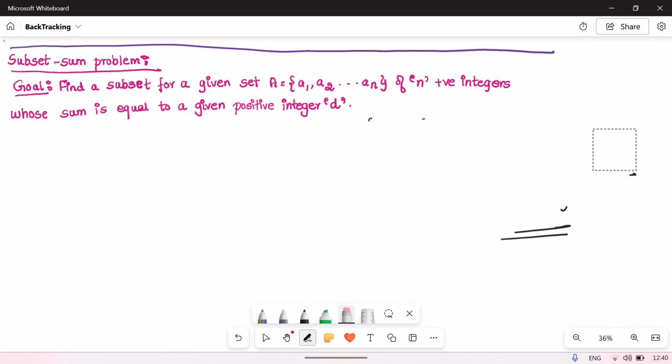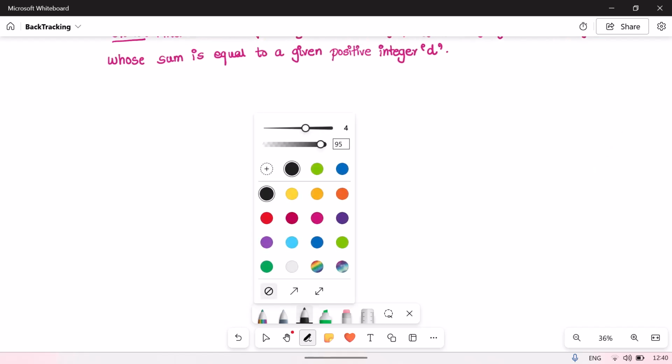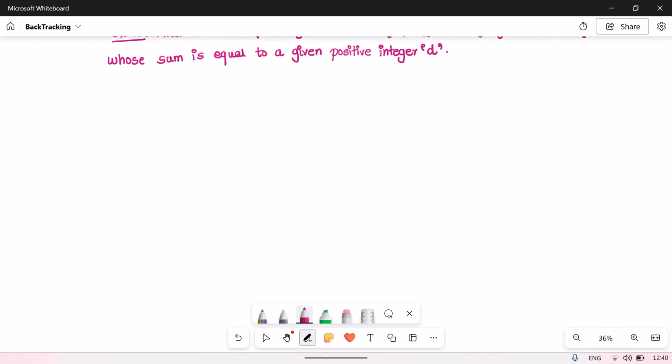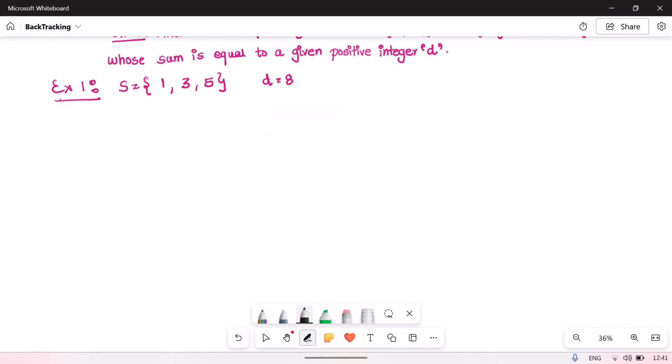Now let us do one problem so that you will be able to understand. Let me take the most simple example. Let me take the set S as example 1. I'll take 1, 3, 5. Let me take the D value as 8. So I'm supposed to get 8 by mixing these three numbers. Some combination you are supposed to get, some subset.